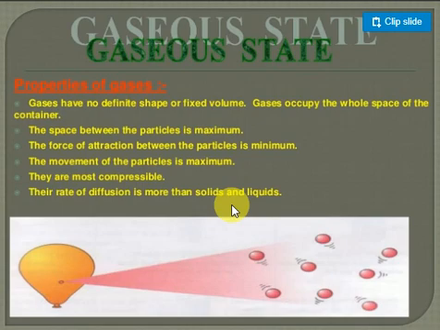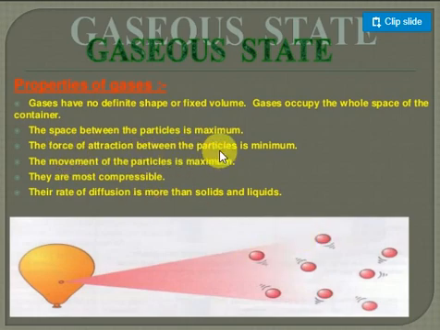Next one is the gaseous state. Gases have no definite shape and no fixed volume, and they have a fixed mass only. Gas occupies the whole space of the container. Suppose I consider 1 mole of gas, it will occupy the same volume only. The space between the particles is maximum. Look at the particles, the intermolecular space is maximum.